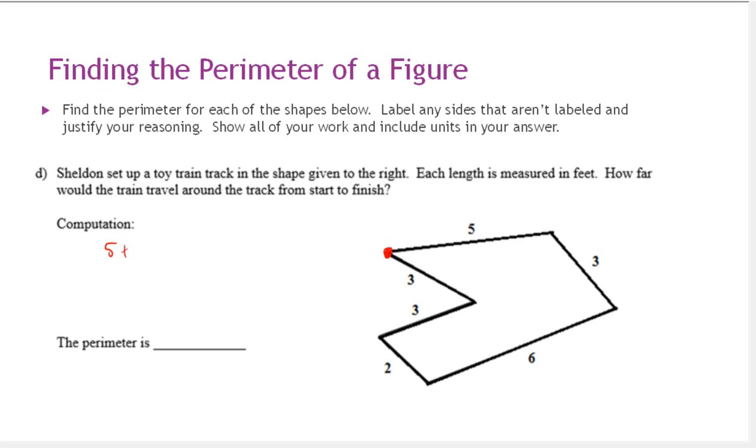So we have 5 plus 3 plus 6 plus 2 plus 3 and plus 1 last 3. And that takes us back to the beginning. So that would be 8 and 6 is 14, 14 and 5 is 19, 20, 21, 22. So we have 22. We were told this was measured in feet, so our result is 22 feet.